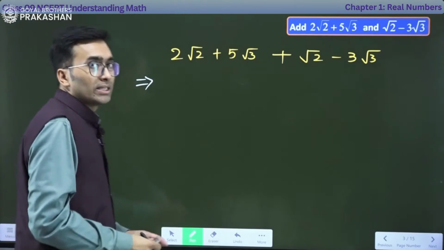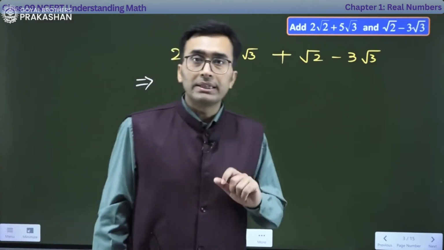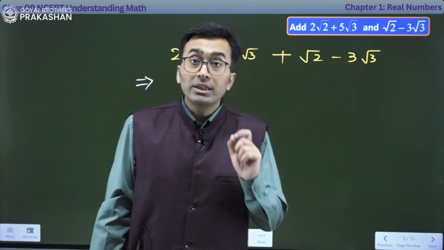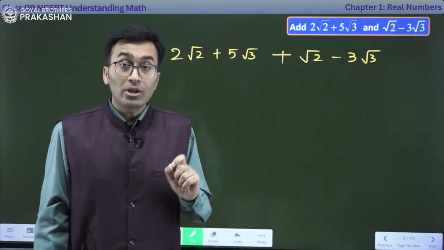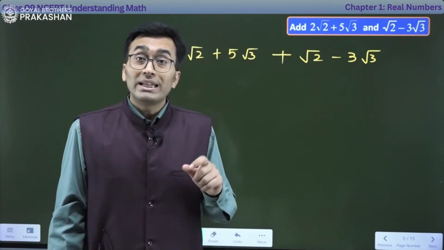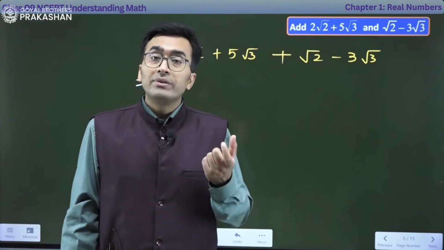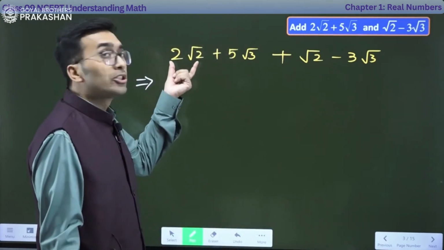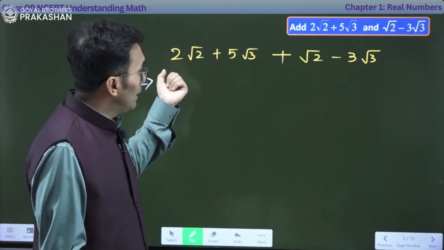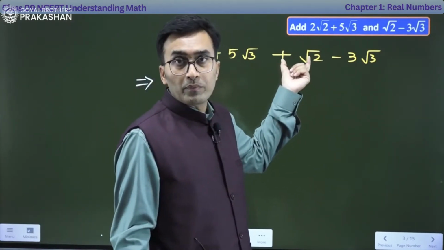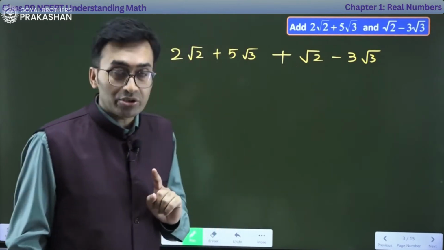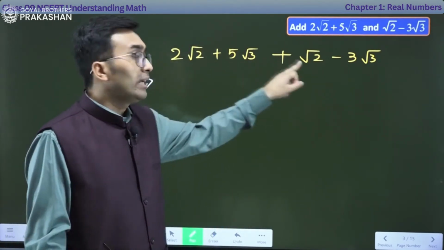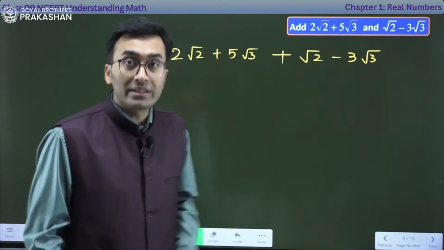Now see, before doing this problem, we should understand one thing: addition or subtraction can only be done if they have the same irrational parts. Like see, this is 2 root 2 and this is root 2, both having the same irrational part, this root 2 and this root 2. So we have to add them.